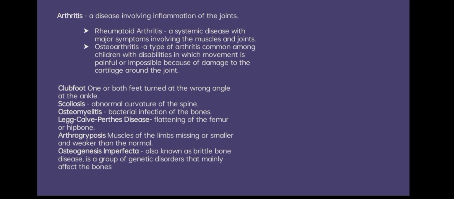Then there is club foot, one or both feet turn at the wrong angle at the ankle. Scoliosis, abnormal curvature of the spine. Osteomyelitis, bacterial infection of the bones. Legg-Calvé-Perthes disease, flattening of the femur or hip bone. Then arthrogryposis, muscles of the limbs are missing or smaller and weaker than normal. And lastly, osteogenesis imperfecta, also known as brittle bone disease, a group of genetic disorders that mainly affect the bones.